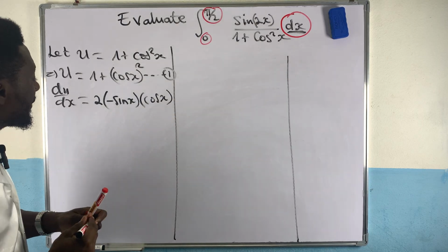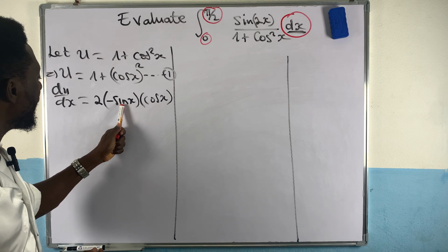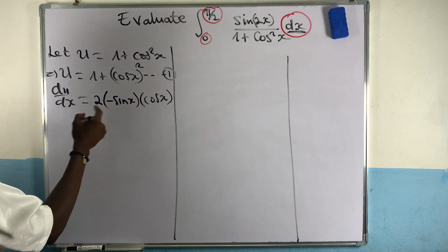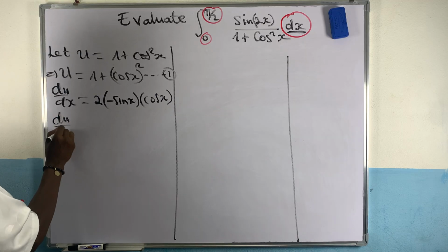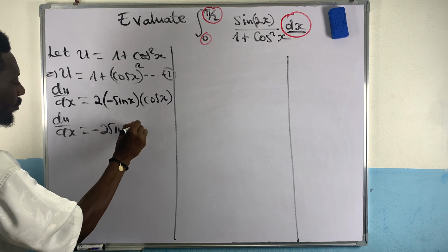So if you look at the three things I have done, first, second, third: you bring the power down, differentiate inside the bracket, subtract 1 from the power. We have this. But if you realize, our du on dx is actually negative 2 sin x cos x.